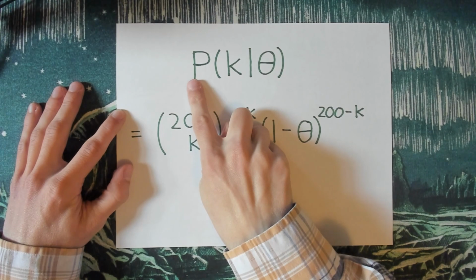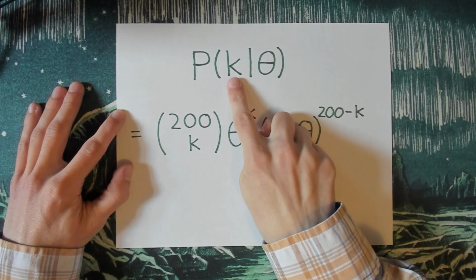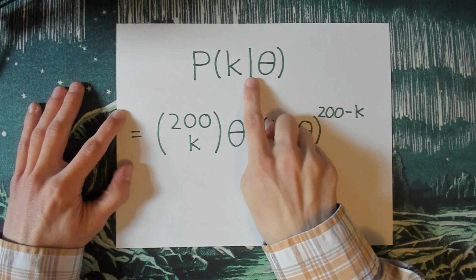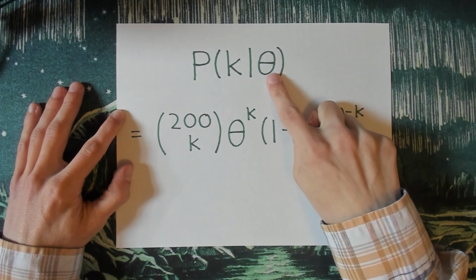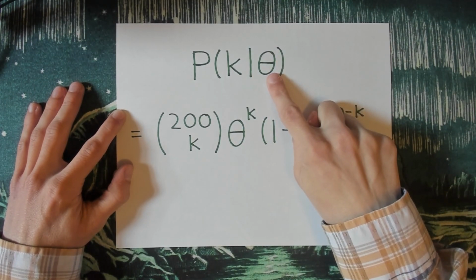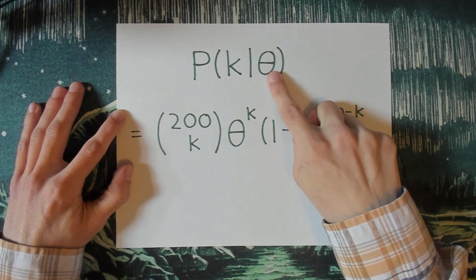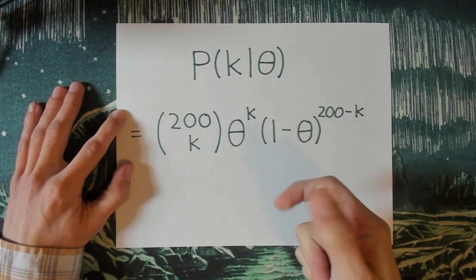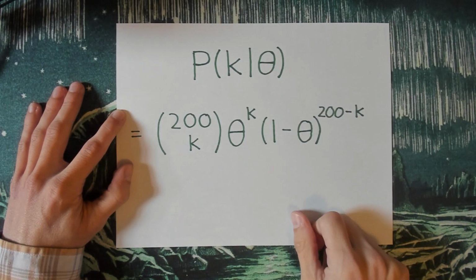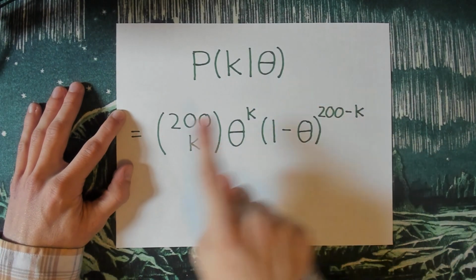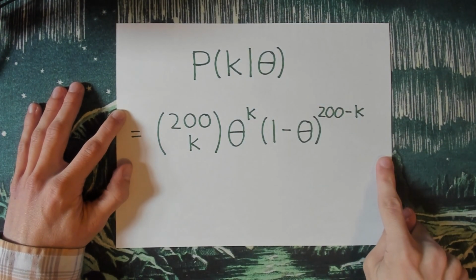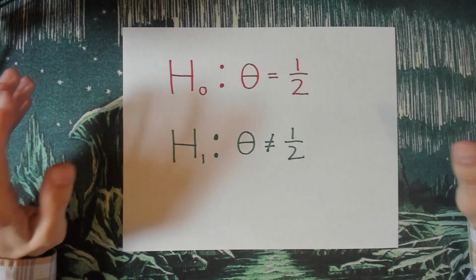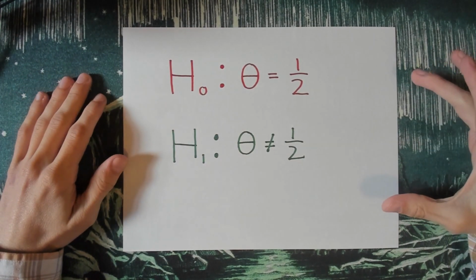Now, this is going to be the probability of getting k number of heads out of the 200 coin flips, given that the probability of getting heads on any given flip is theta. So for example, if theta is 1/2, that means 50% heads, 50% tails. If theta is 0.8, that means 80% heads, 20% tails. And we are going to assume that all the flips are independent and identically distributed. So p of k given theta is just going to be a binomial distribution.